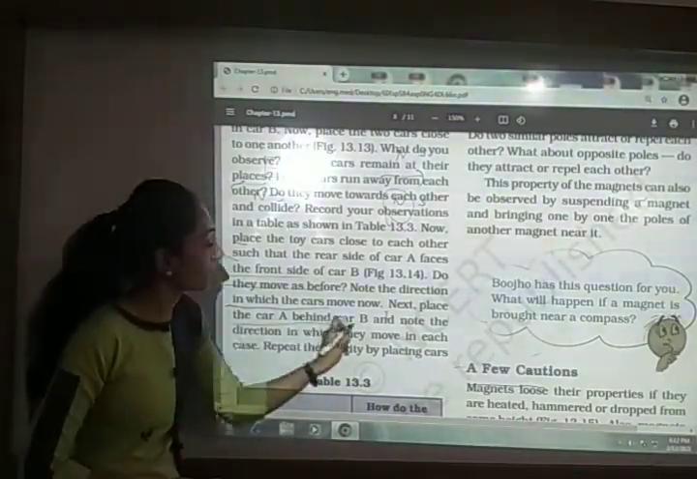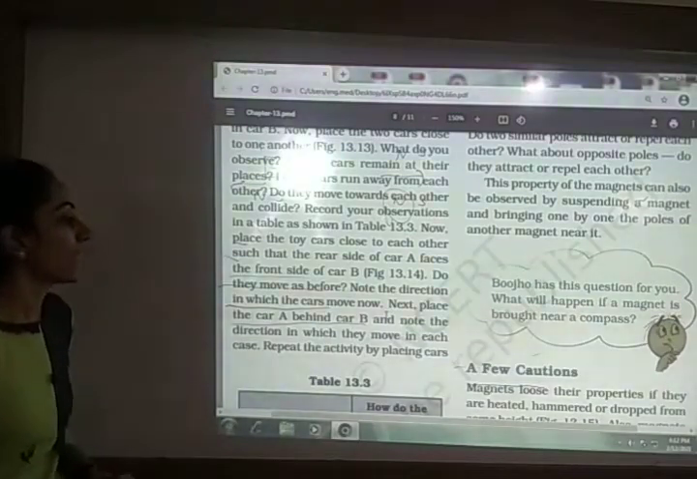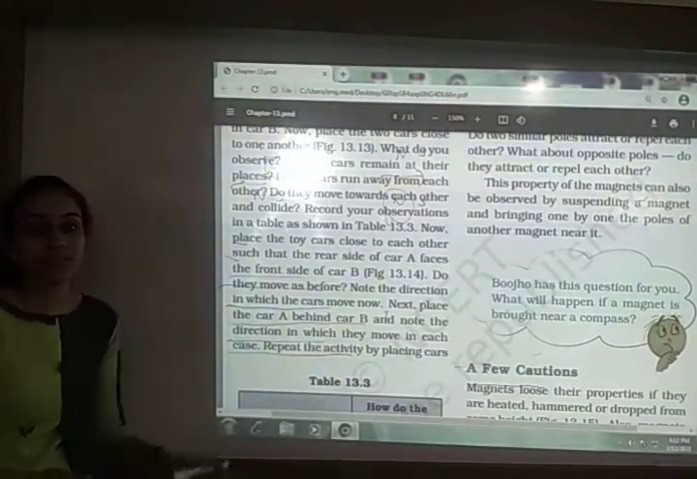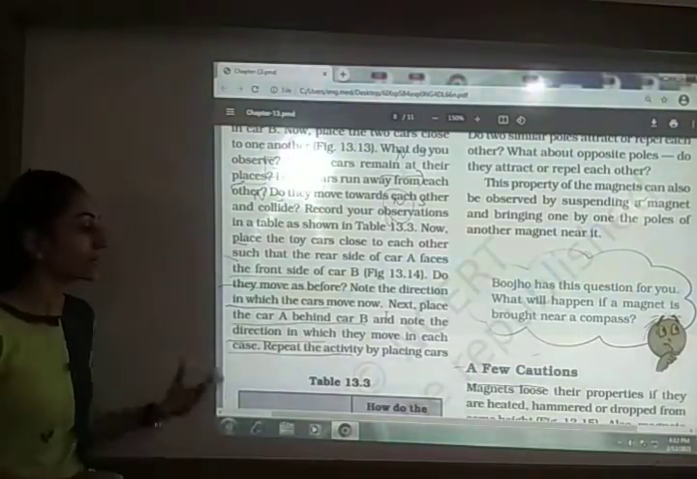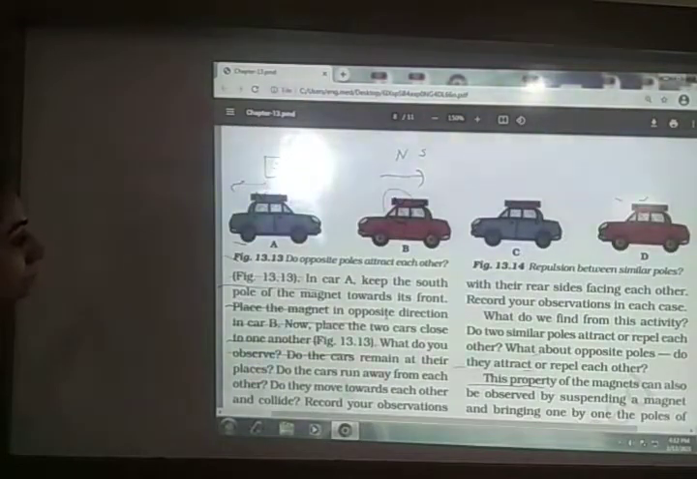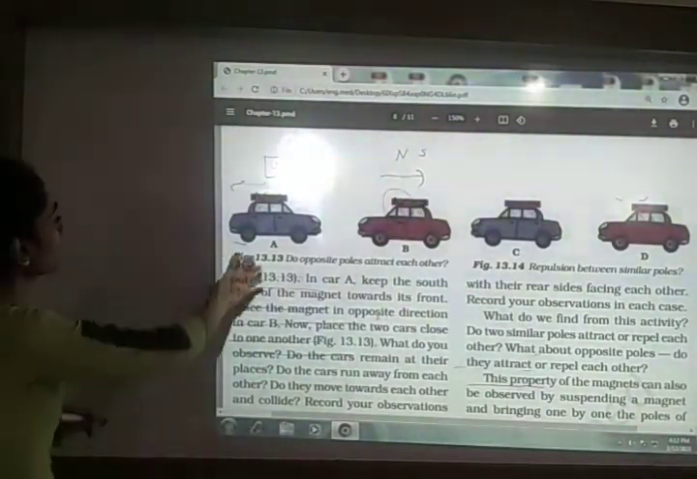Next, place car A behind car B and note the direction in which they move in each case, and repeat this activity by placing the cars in different situations. So now let me see the observation directly.